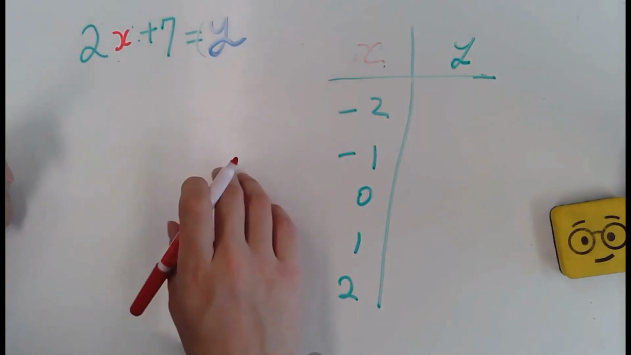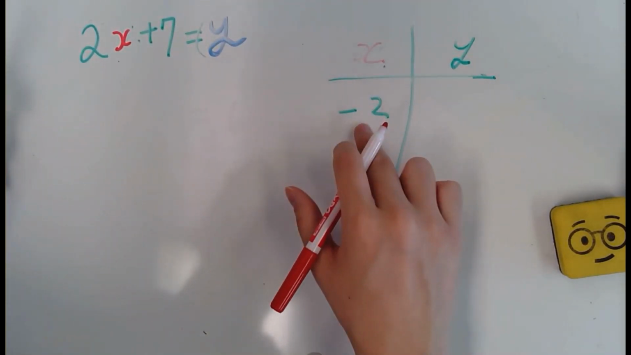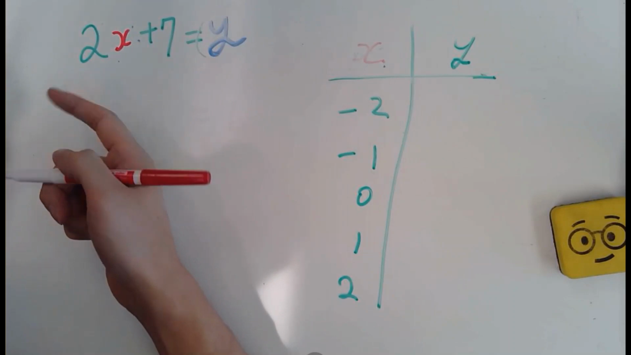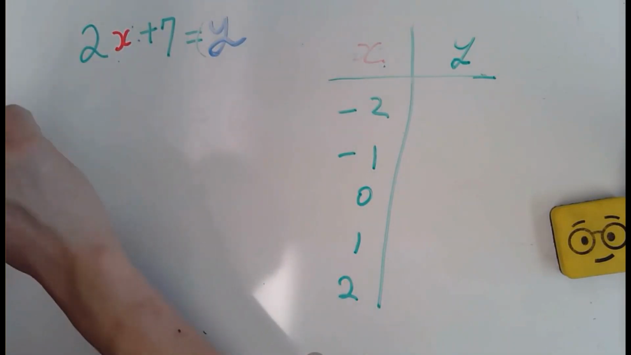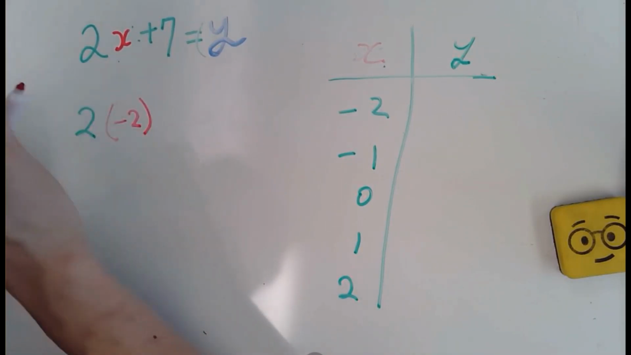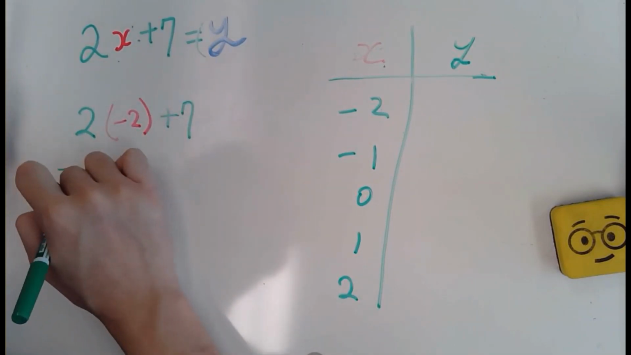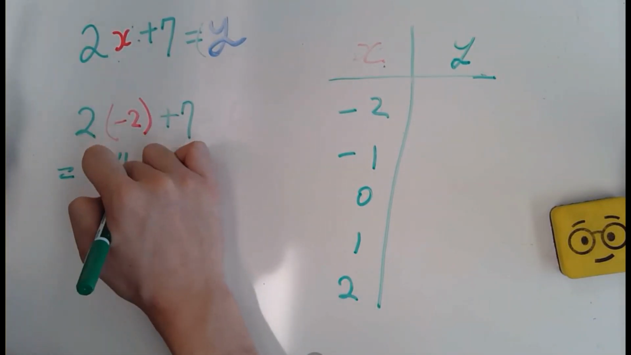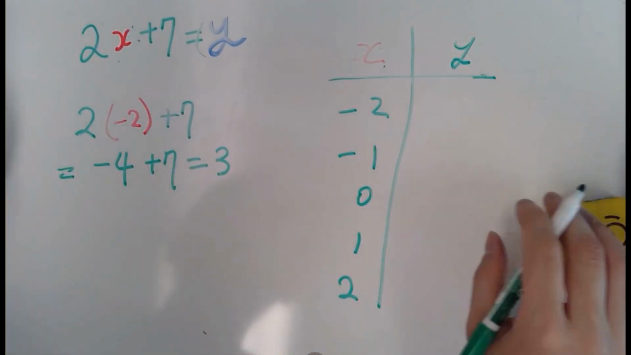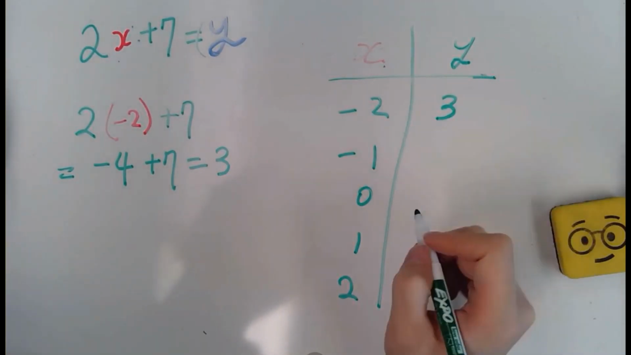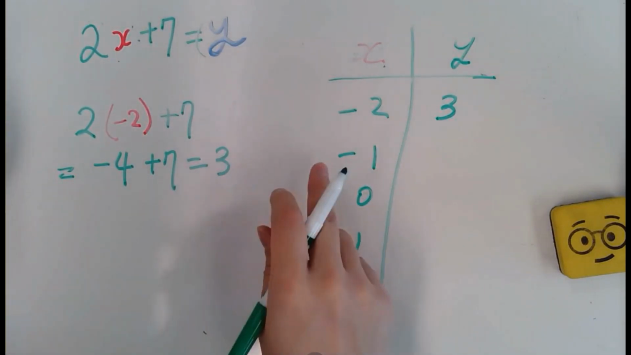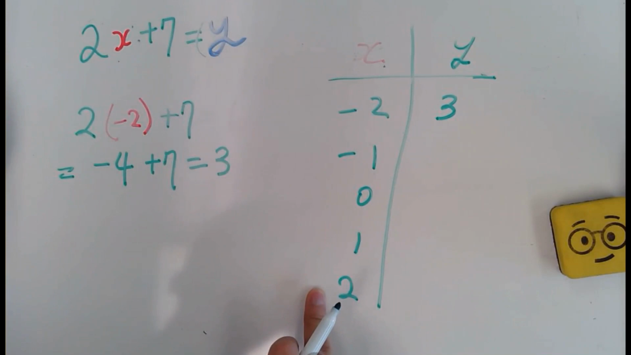The first value that we're given is x is -2. To find the corresponding y value, we're going to replace x with -2. So we write 2 times -2 plus 7, and I know that 2 times -2 is -4, and plus 7 is going to equal +3. So for y, I write 3. When x is equal to -2, I know my y is equal to 3. And then we do the same process for the rest of the numbers.